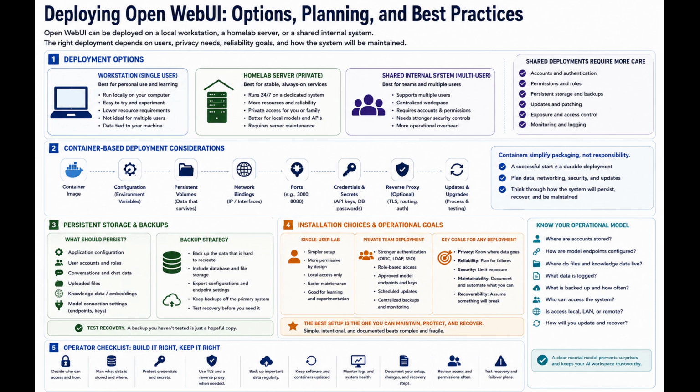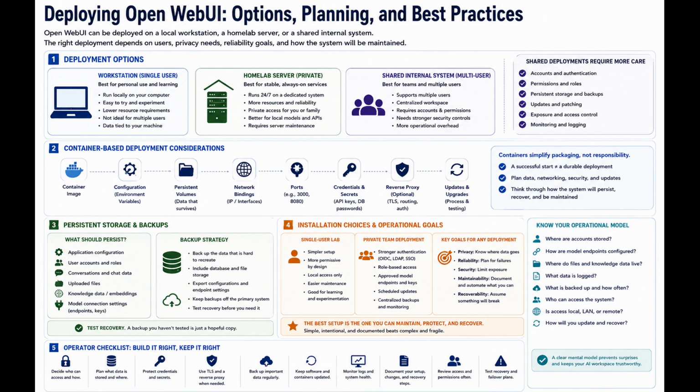OpenWebUI can be deployed on a local workstation, a home lab server, or a shared internal system. A workstation deployment is useful for personal experimentation and quick learning. A home lab server can provide a more stable, always-on workspace for private AI services. A shared deployment can support multiple users, but it requires more attention to accounts, permissions, storage, backups, updates, and exposure control.